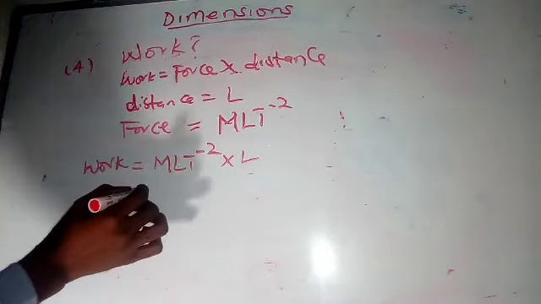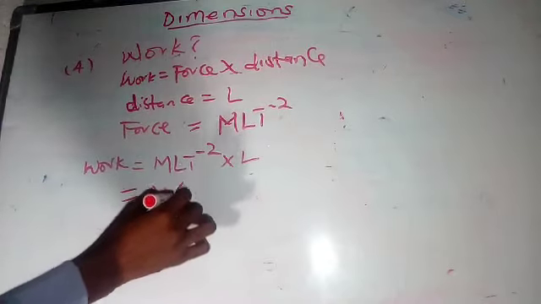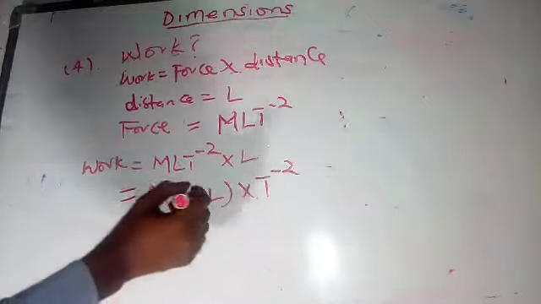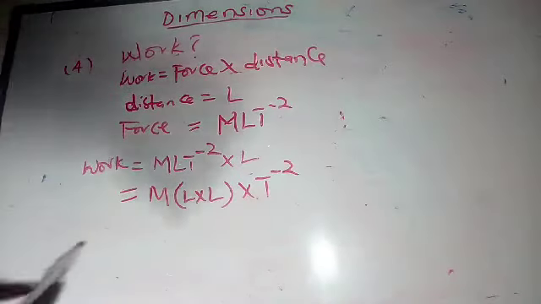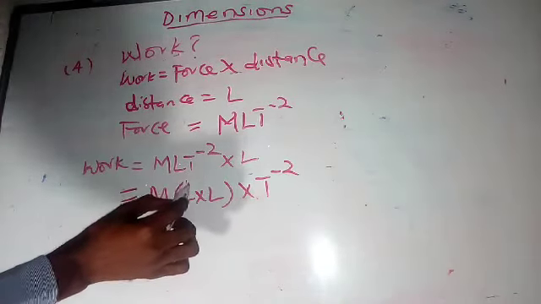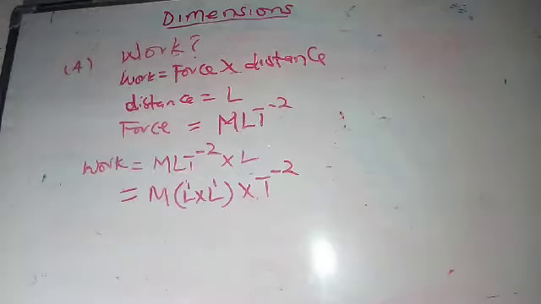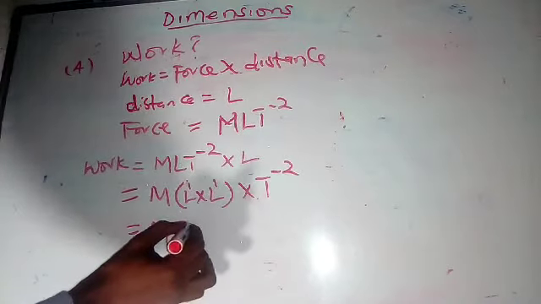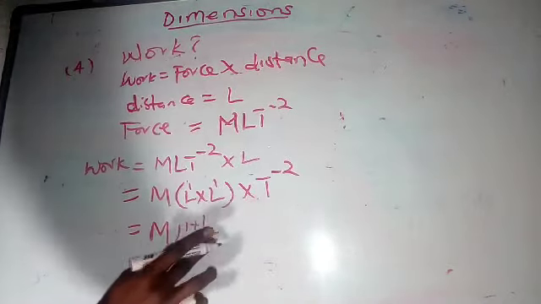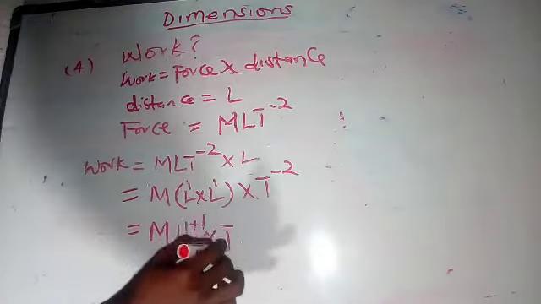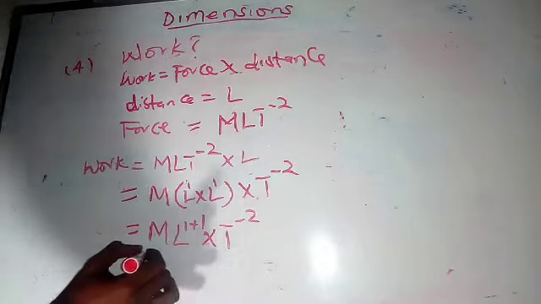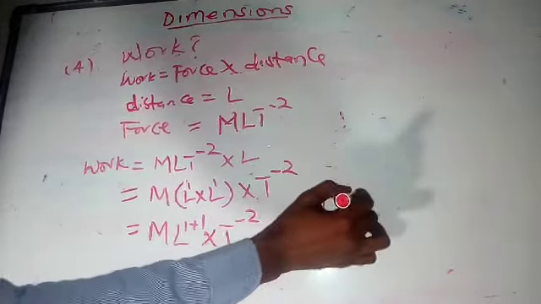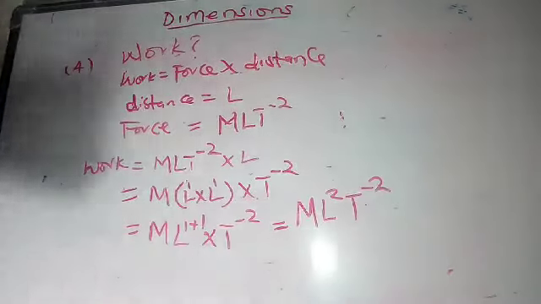So using your laws of indices, this will be M, you are multiplying L by L times T raised to the power minus 2. From your laws of indices, you know this L comes with a power of 1, and this also comes with a power of 1. So this will give you M L^(1+1), you also multiply it by T raised to the power minus 2. And that gives you M L^2 T^-2.